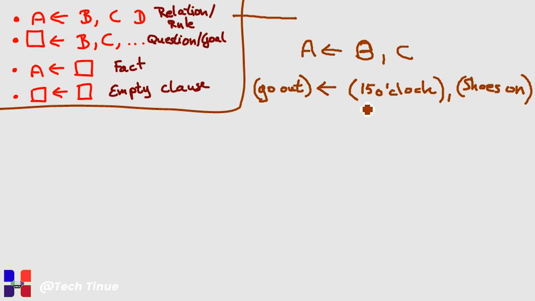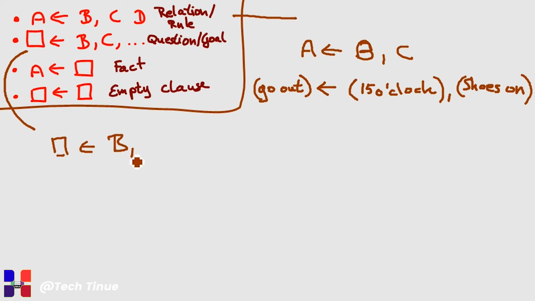You can say one atom is "it's 3 o'clock" and one atom is "I've got my shoes on," and therefore it's clear that I go out. So this explains the relation between the time, the fact that I have shoes on, and the fact that I'm going out. I hope this makes things more clear. And then you have a question. This is a little bit different in interpretation.